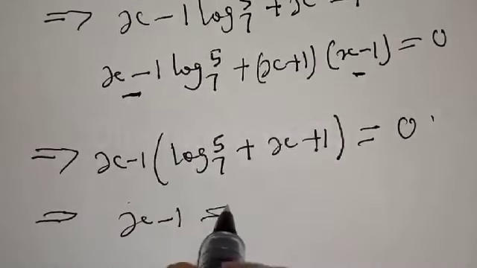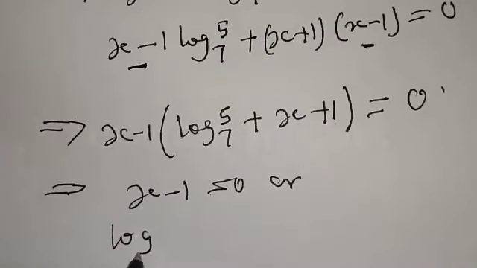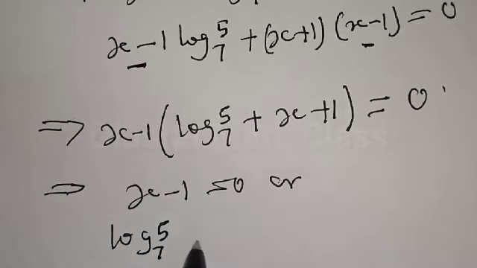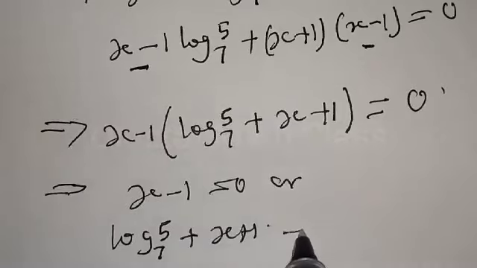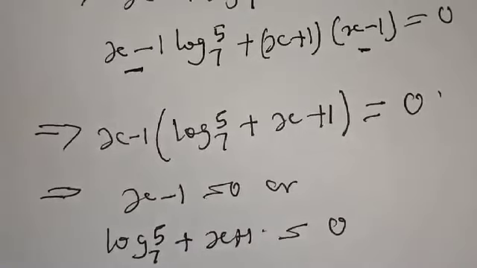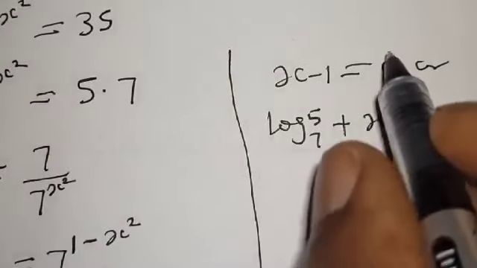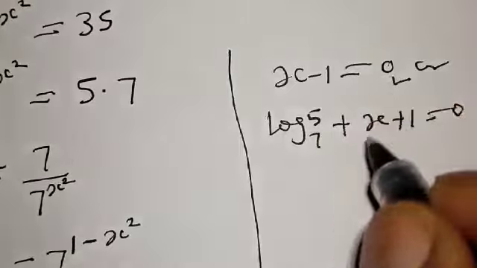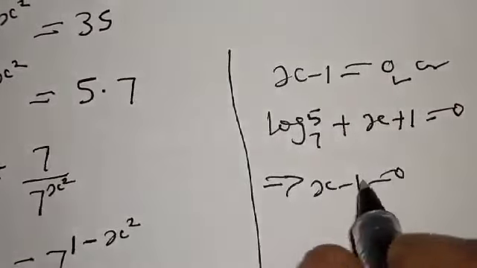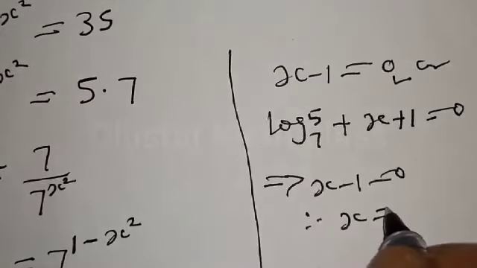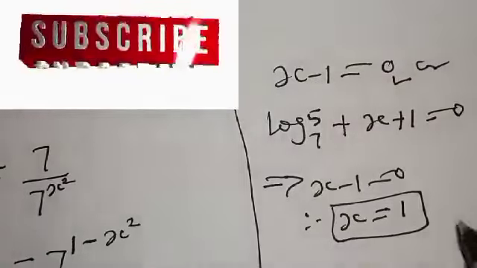So we have x minus 1 equal to 0, or log 5 base 7 plus x plus 1 equal to 0. Then from x minus 1 is equal to 0, therefore x is equal to 1. That is one of the values of x.